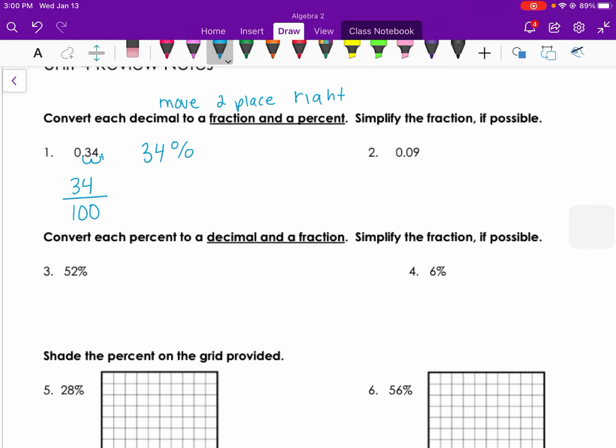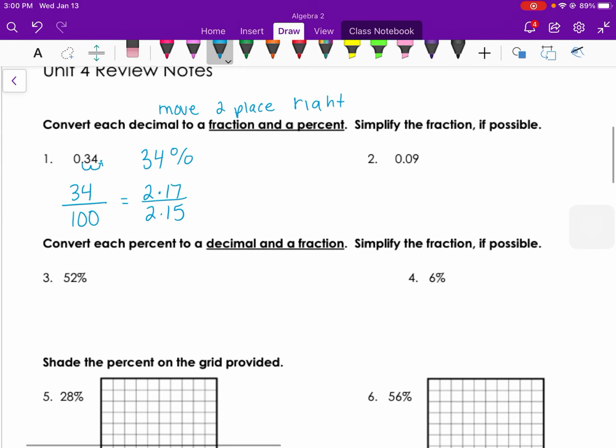Now in this case, 34 over 100 can be reduced because they're both even numbers. So I can take out a factor of 2 or divide both by 2. 34 is 2 times 17 and 100 is 2 times 50. So 34 divided by 2 is 17 and 100 divided by 2 is 50. So 34 over 100 reduces to 17 over 50.